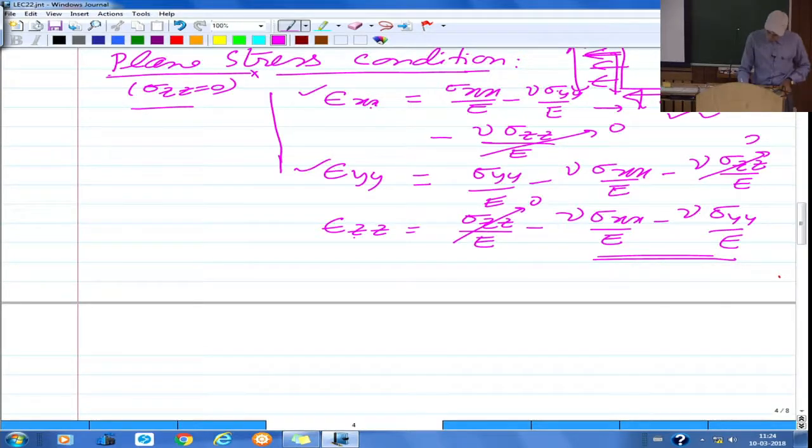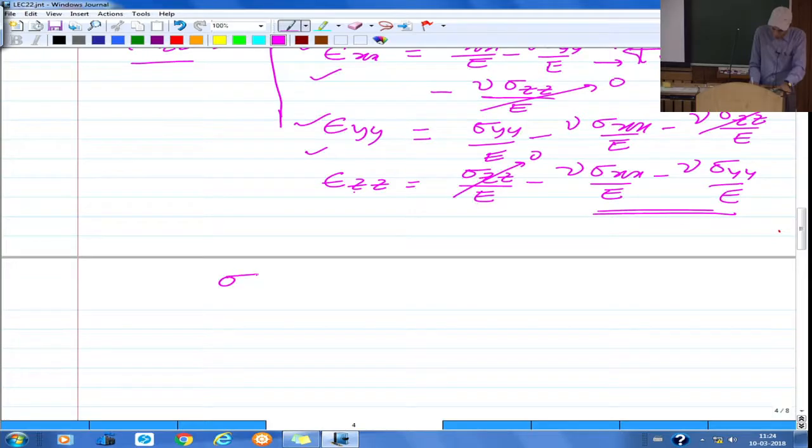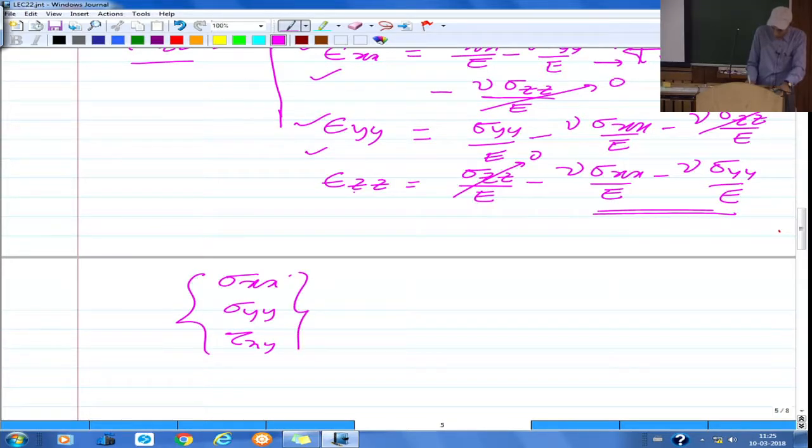So what you can do is, using this equation and this equation, express sigma xx and sigma yy in terms of epsilon xx and epsilon yy. When you solve for sigma xx and sigma yy from these two equations, I want to write it in the matrix form: sigma xx, sigma yy, and I will also bring in tau xy, and I will explain how I am writing that.